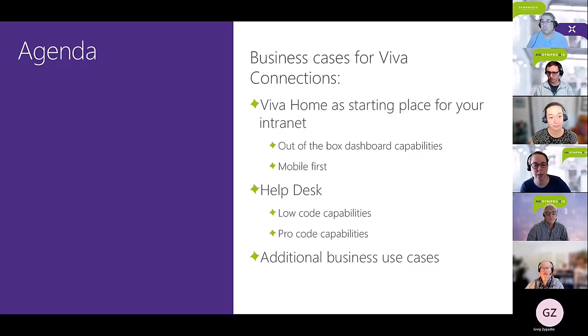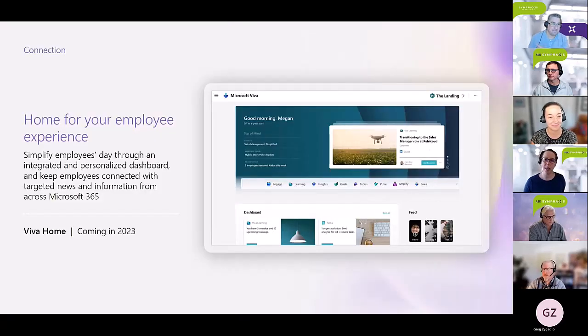So for business cases for Viva Connections, we're going to start off by talking about Viva Home as a starting place for your intranet. And I think Emily's going to lead us through some out-of-the-box dashboard capabilities, mobile first stuff, et cetera. And we're going to then talk about some help desk scenarios to exemplify low code versus pro code capabilities that can be the next steps in using Viva Home and how those business cases relate to it. Then talk about some additional business cases, and Derek is going to lead us through all of that.